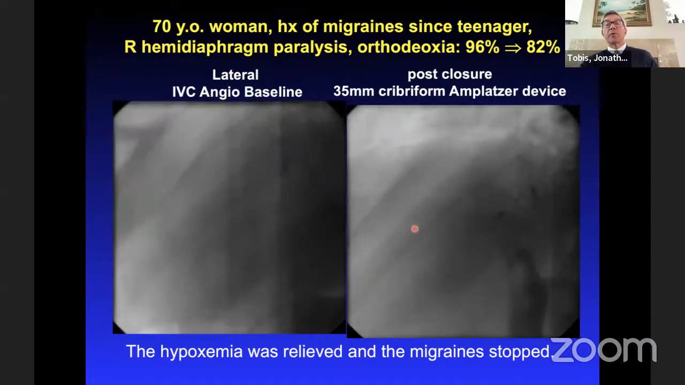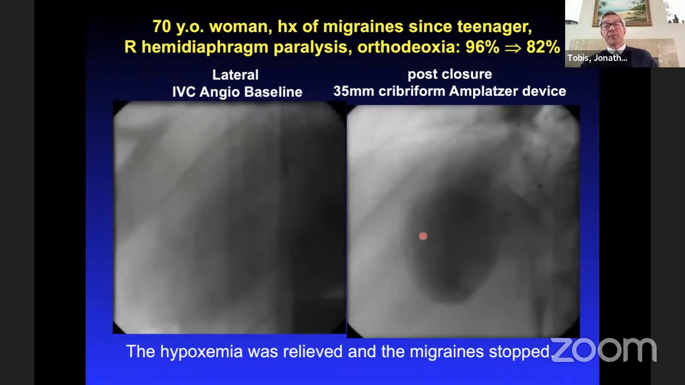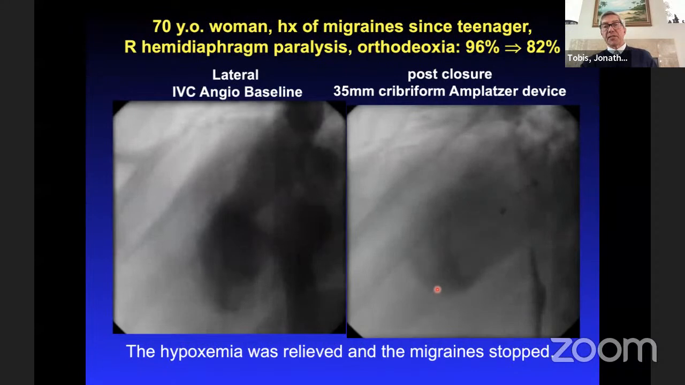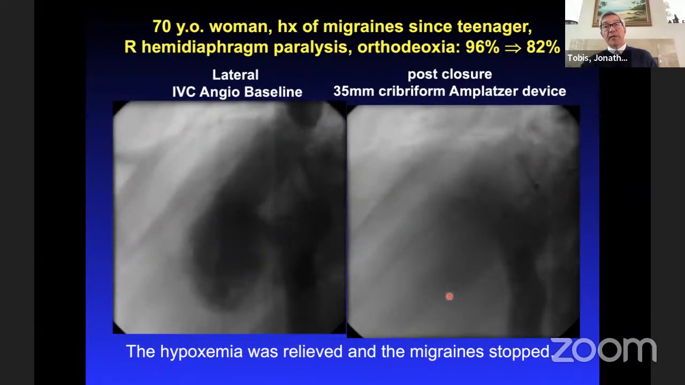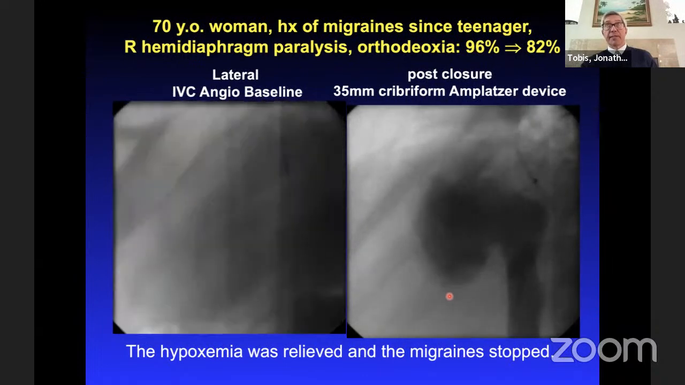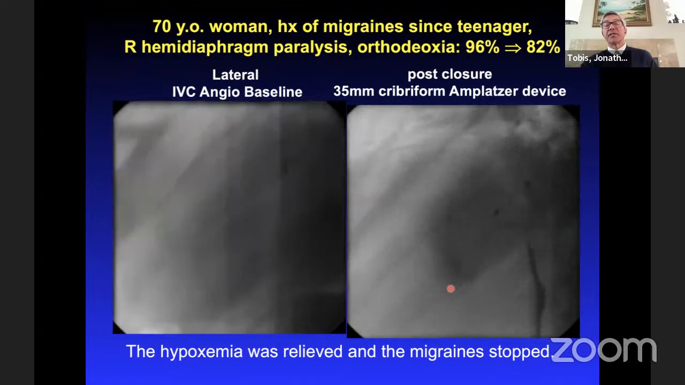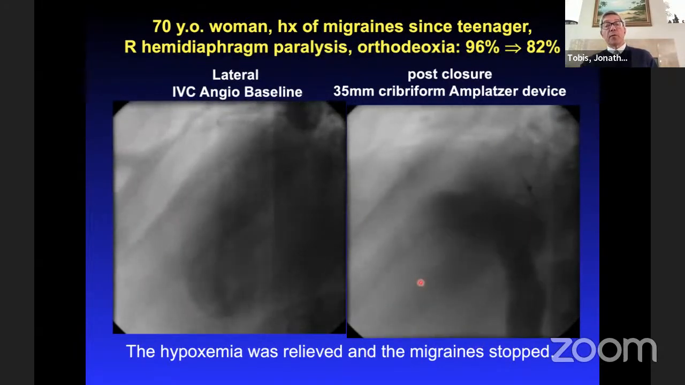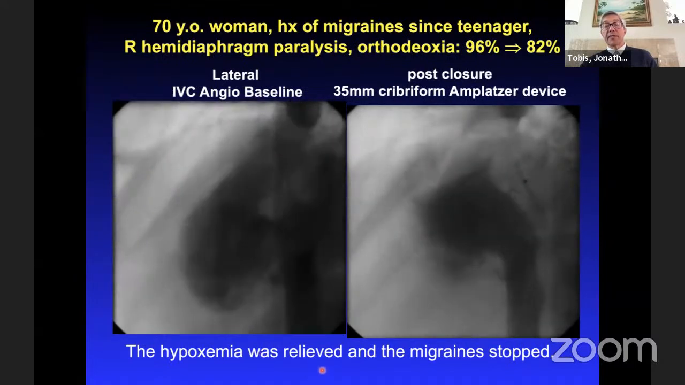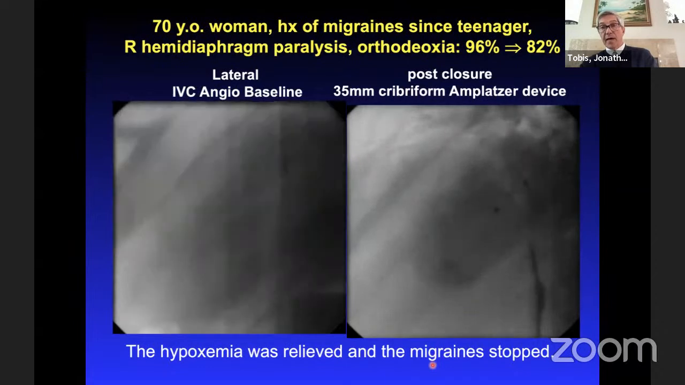So there are some people who have very large shunts and they desaturate and are very symptomatic with this. You can test for this by doing a treadmill stress test. So in your patients who have migraines and they tell you they can't exercise that well, put them on a treadmill and see if they desaturate. Anyway, once we closed the PFO, her hypoxia was relieved and the migraines stopped that she had had all of her life.